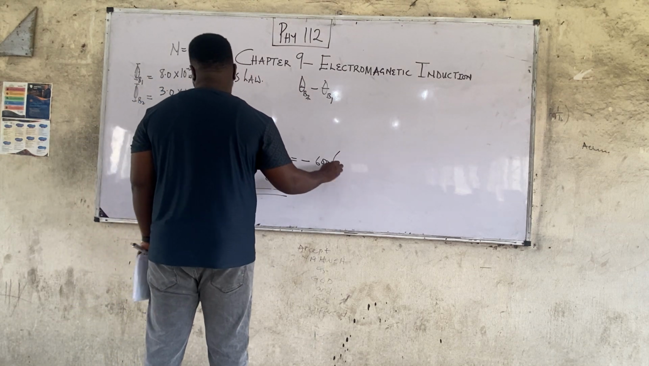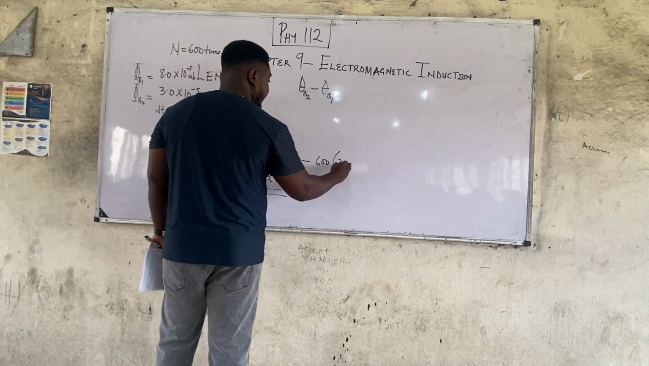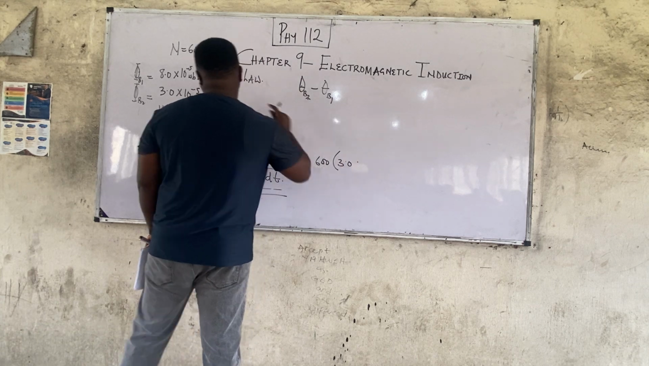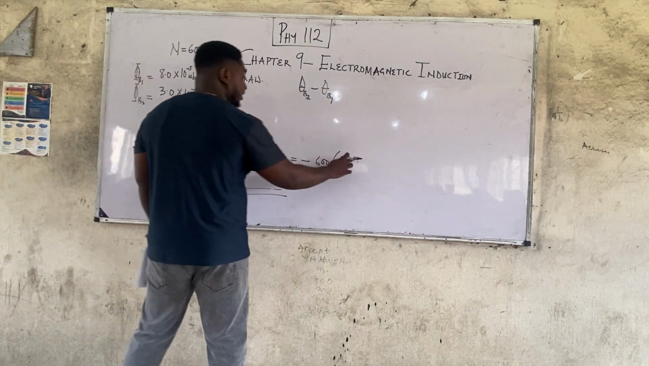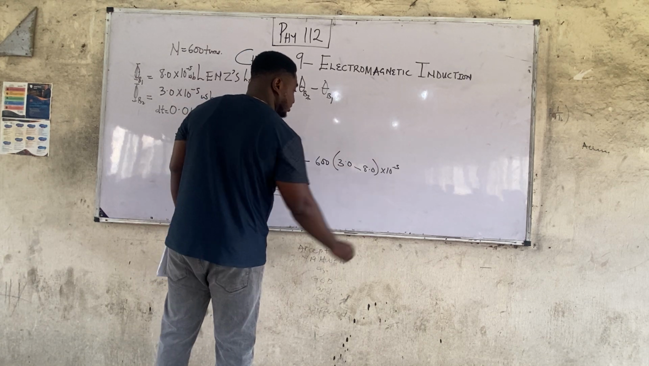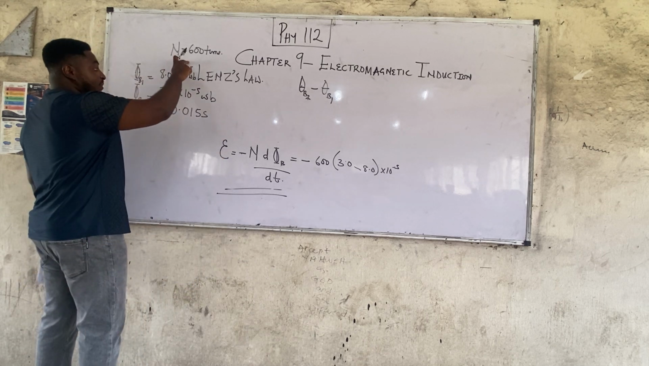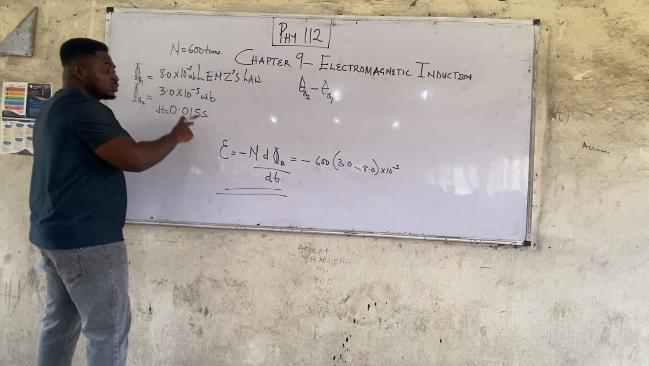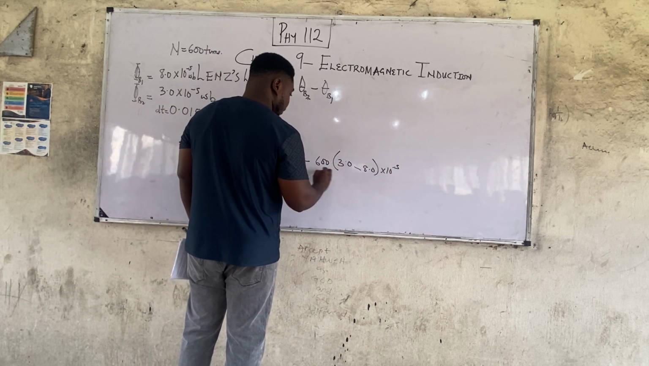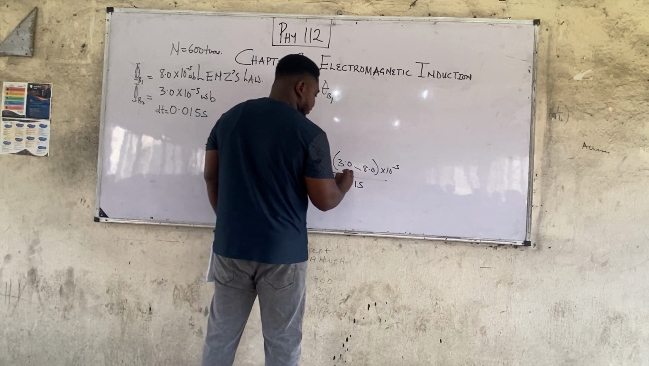600 into brackets, B2 minus B1, that's 3.0 times 10 raised to minus 5, right? Class, they both have minus 5, so let's just say 3.0 minus 8.0, everything times 10 raised to minus 5, because they both have 10 raised to minus 5. When we subtract, our final answer will be multiplied by 10 raised to minus 5, all over, what is our time? Our time interval is 0.015.